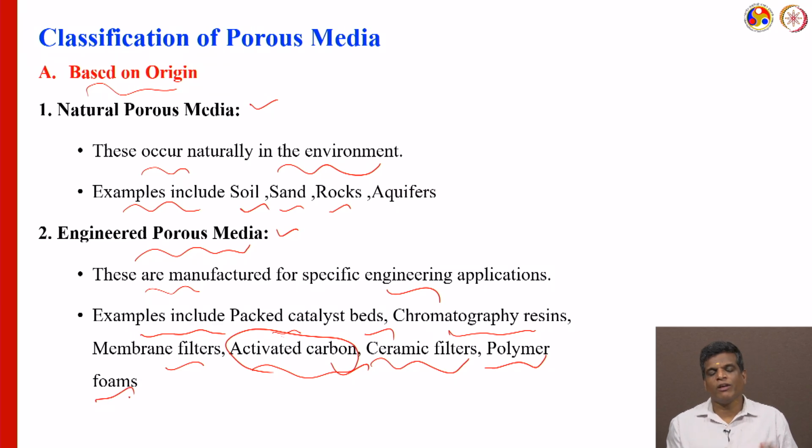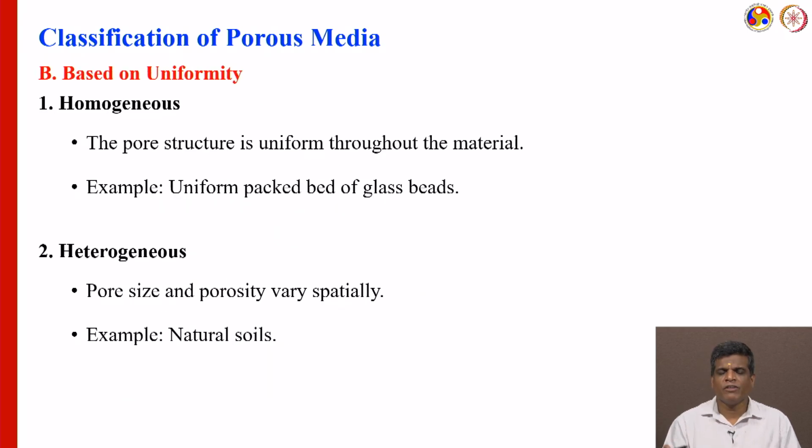So, basically there are two types here. One is natural porous media, which occurs naturally, it is always there: the soil, sand and all. For engineered porous media, we have to prepare it based on the application. The best examples start with activated carbon, then ceramic filters. Even for ceramic filters, we have ceramic membrane filtration. Sometimes if you want to treat petroleum-based water, there also we use the ceramic membrane.